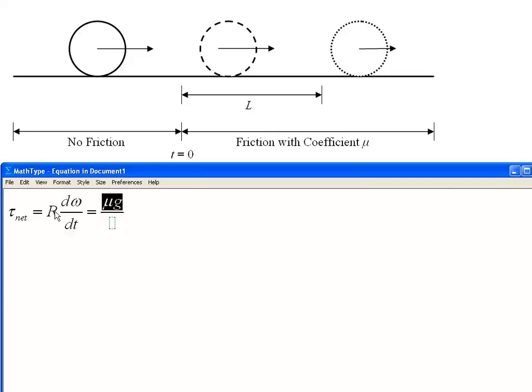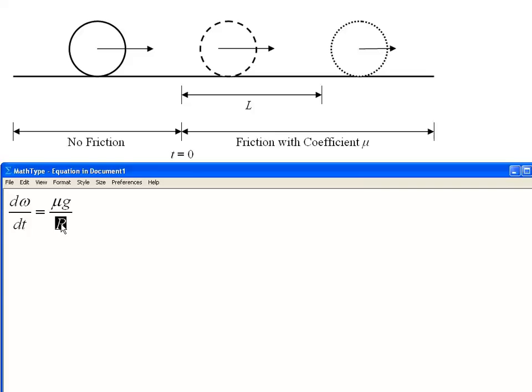We can now divide the radius to the other side, and this gives us the differential equation that we're looking for. d omega dt equals mu g divided by the radius. We can now use this differential equation to derive an expression for the magnitude of the angular velocity of the ring as a function of time.